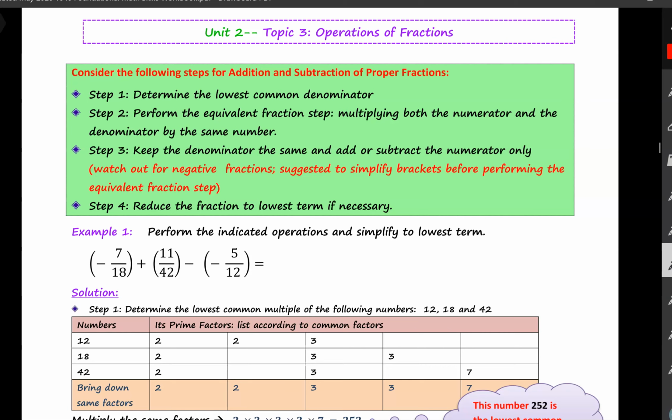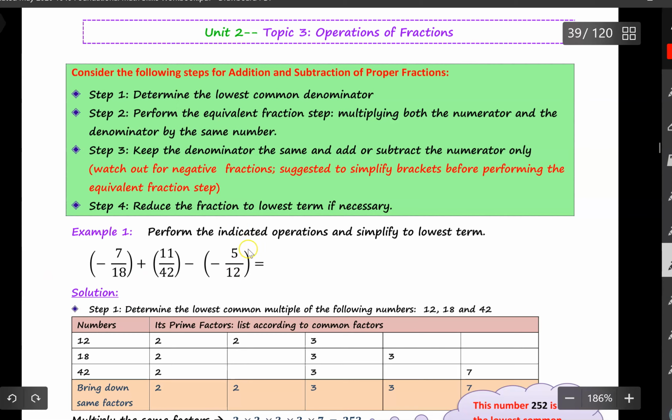Hello everyone. In this lesson, we will talk about operations of fractions. There are four basic operations of fractions: addition, subtraction, multiplication, and division. So let's start with addition and subtraction of proper fractions. So I would like to talk about proper fractions in these examples.